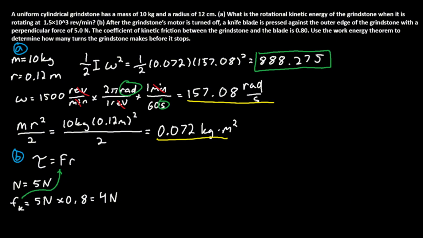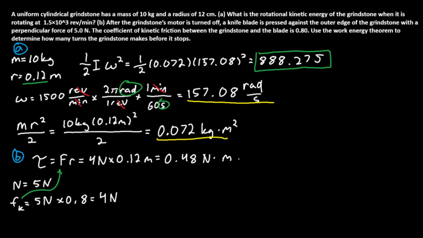Well, since the knife blade is pressed against the outer edge of the grindstone, that means your radius, or the r vector to calculate your torque, is just equal to the radius of the grindstone. So the radius of the grindstone is simply 0.12 meters. So to calculate the torque, we need to multiply force, 4 newtons, times 0.12 meters. And 4 times 0.12 is 0.48 newton meters.